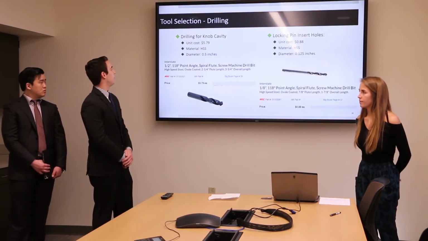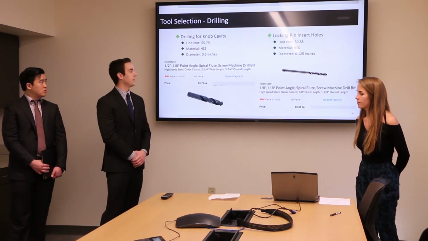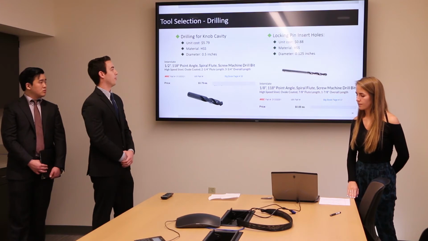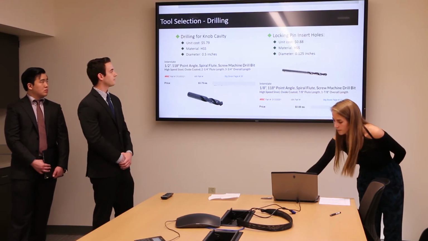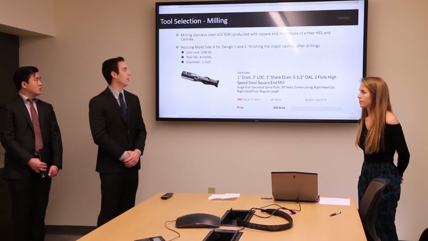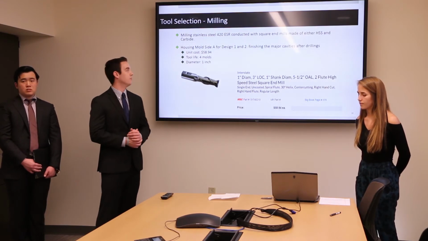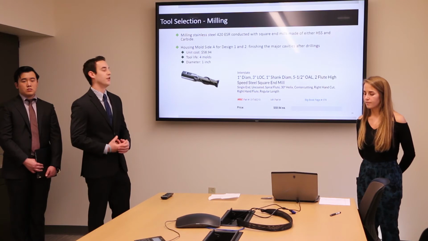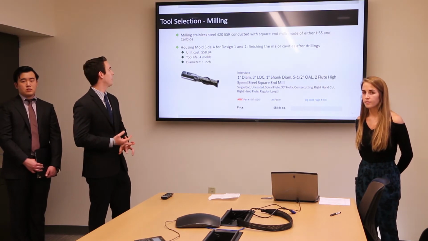For drilling the knob cavity, we chose a high-speed steel 0.5-inch drill bit, and for drilling the locking pin insert holes, we also chose a high-speed steel, but this time 0.125 inches in diameter. For milling, we only chose square end mills to mill the stainless steel, and those were made of either high-speed steel or solid carbide.